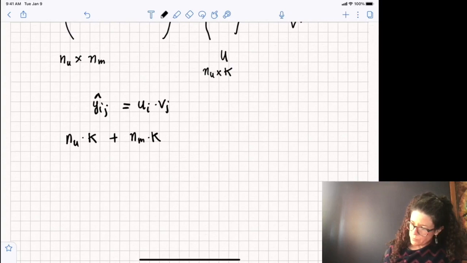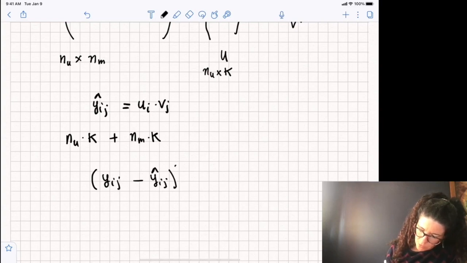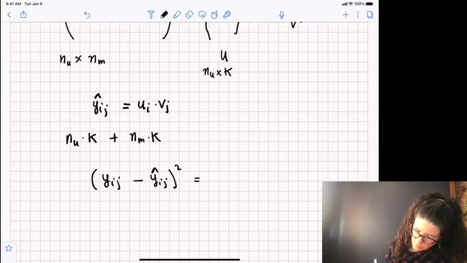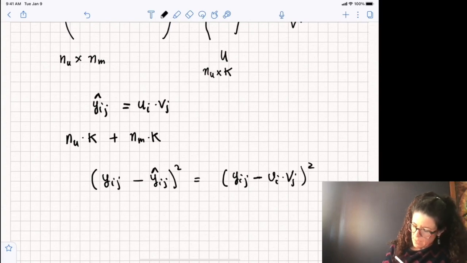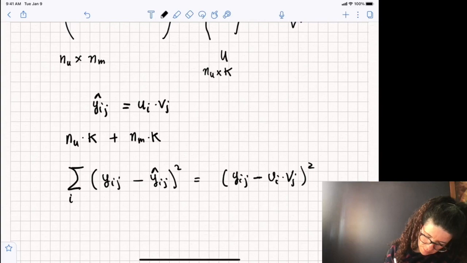Here we are going to define Yij minus Yij hat, squared. This is the same as Yij minus Ui times Vj, squared. And we have to sum over our training data. So what is our training data? Our training data in this case are all the ratings that we have, or maybe a subset of them. Maybe we will take 80% or 90% of the ratings we have and use them for our training. So we have to sum over ij in our training data.